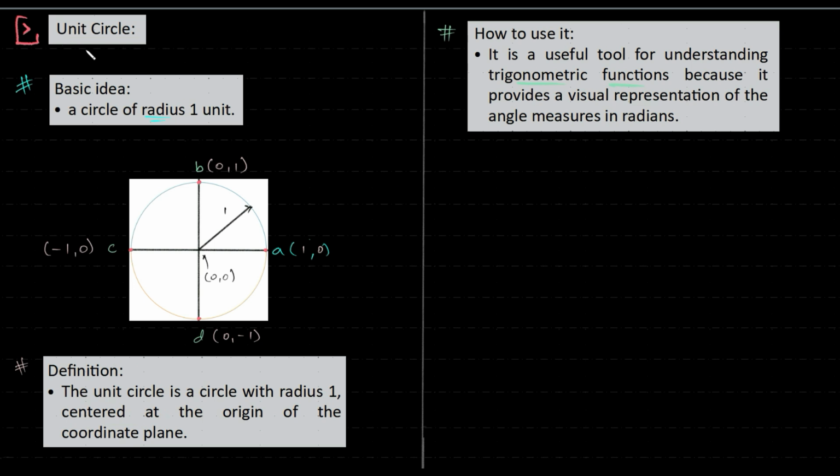So this is an introduction to the unit circle. A unit circle is a circle whose radius is 1 centimeter or 1 kilometer. Basically, it's 1 unit.